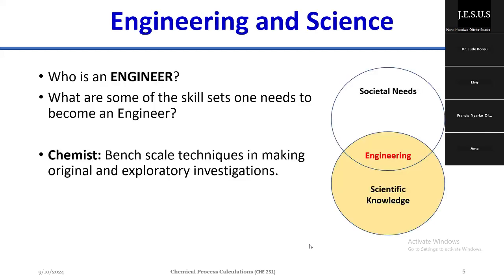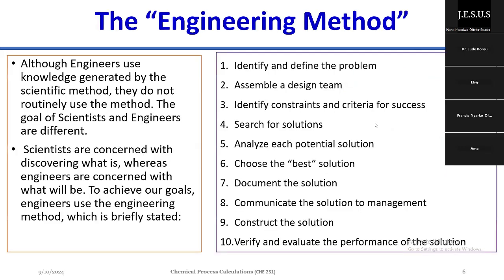So when you talk about engineering, it is applying scientific knowledge to solve societal problems. That's the whole idea about engineering. When you say we are engineers, you actually want to solve a problem using scientific knowledge. And these are the engineering methods we go through before you can actually solve a problem. You first have to identify the problem, you have a team, because as engineers, you can't work alone. You definitely need a team. You also identify constraints and set out solutions. Of course, you can get more than one solution, but then you have to analyze each of them and select the best solution.